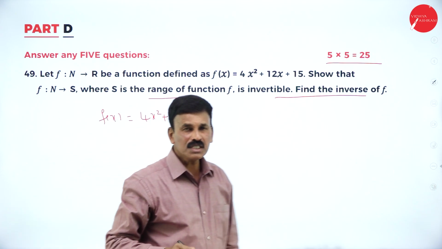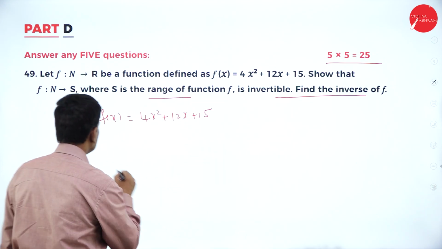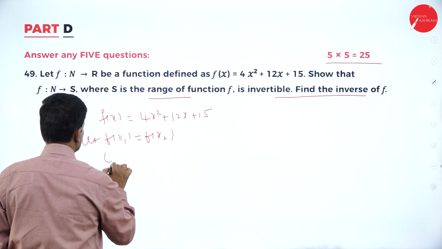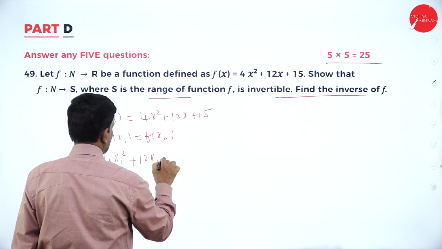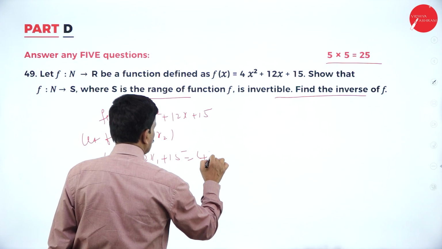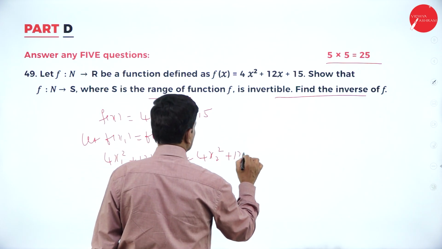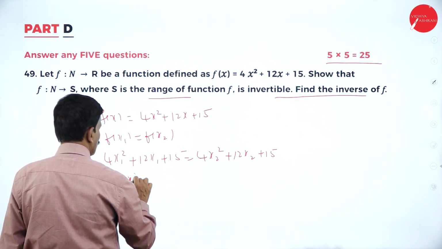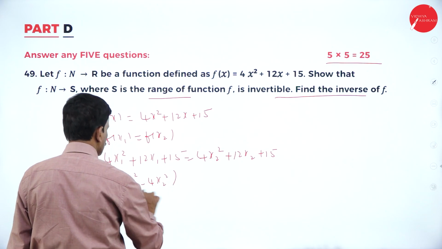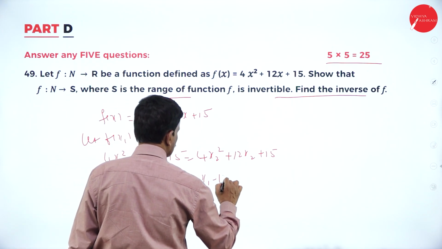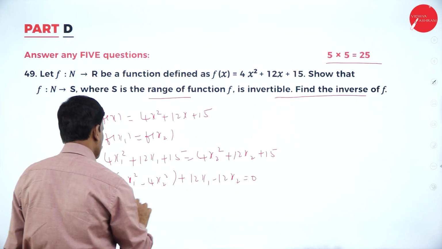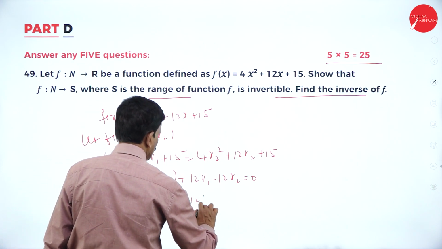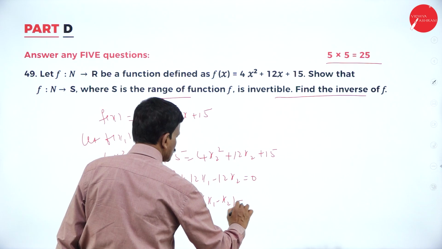Right. Now, to find 1, 1 function, let f of x1 is equal to f of x2. What is f of x1? 4x1 square plus 12x1 plus 15 is equal to 4x2 square plus 12x2 plus 15. Transfer, plus 15 minus 15 gets cancelled. 4x1 square minus 4x2 square, one group, plus 12x1 minus 12x2 is equal to 0, another group. So, here you can take 4 common factor, x1 minus x2 whole square. Here 12 common factor, x1 minus x2 is equal to 0.